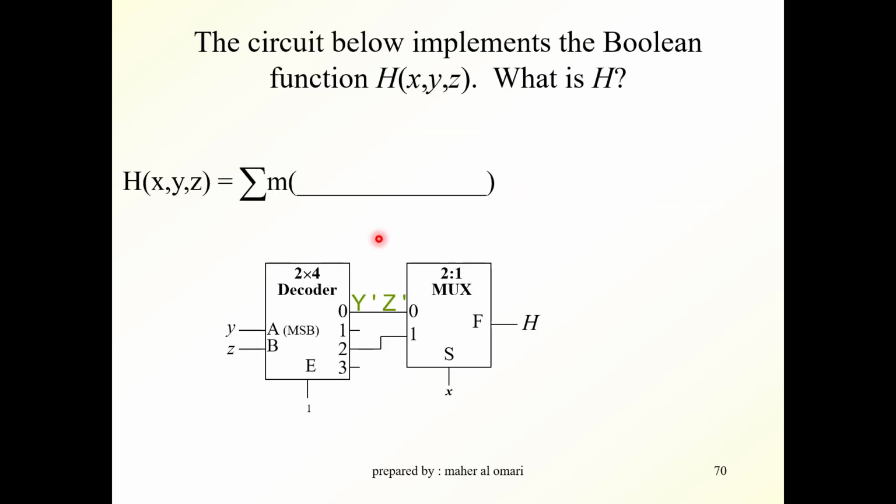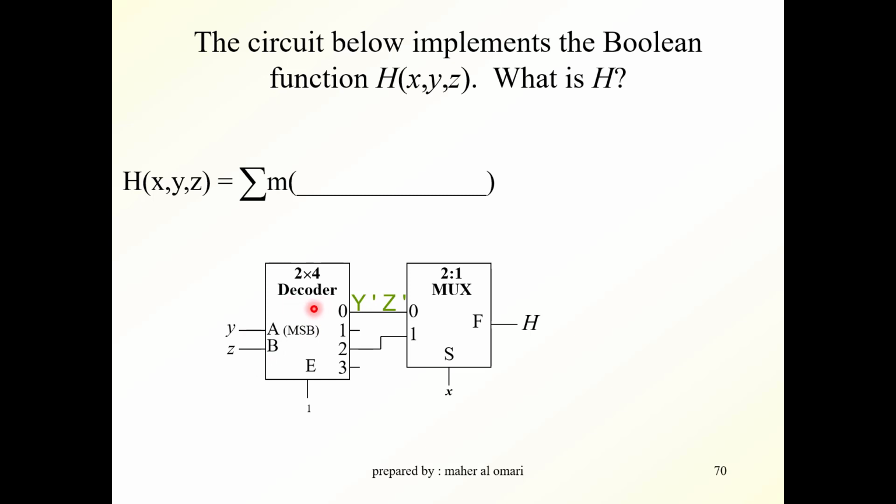Okay, let's look at this circuit. The circuit here implements a function H, which has a domain X, Y, Z. Note that X is the select line of this multiplexer, and Z and Y are the select lines for this decoder. What is H as a function of the inputs X, Y, and Z?